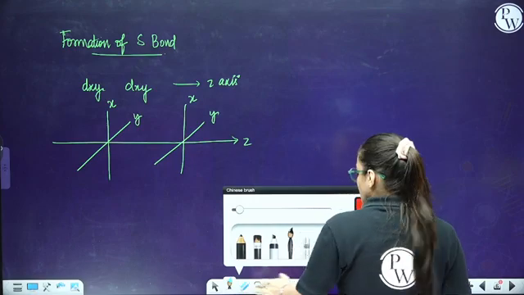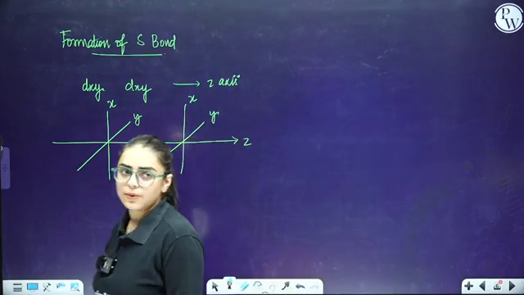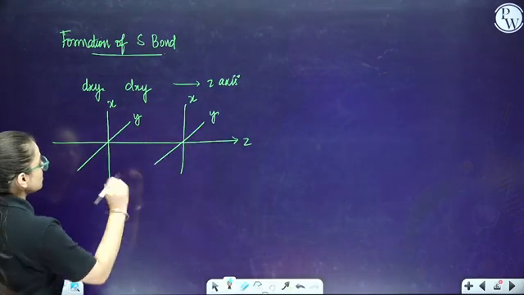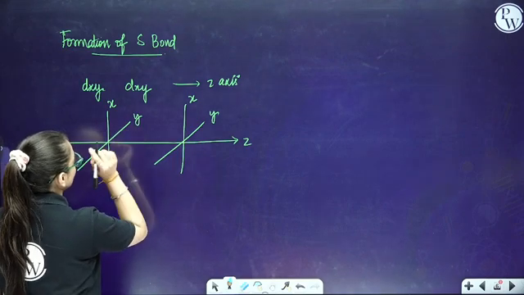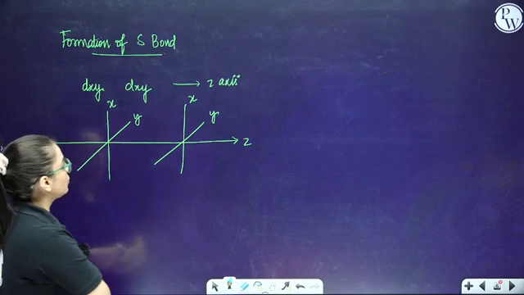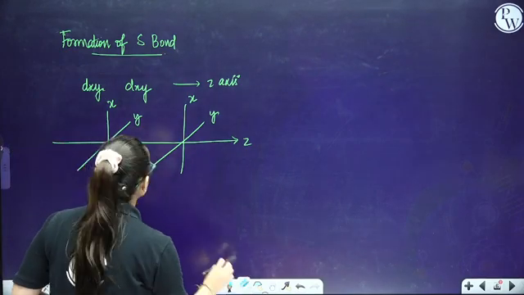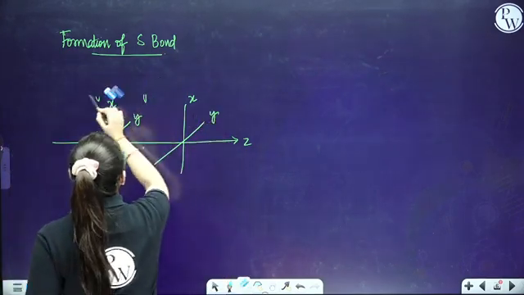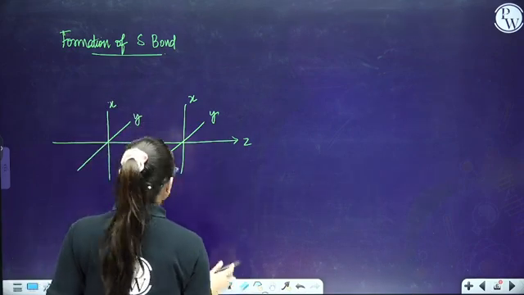Now, what actually is dxy? The lobes lie in between the axes, students. So here lobes are lying in between the axes. So everybody, if you want to draw, okay, sorry for writing it again over here. I'll first give you the simple case, then only you'll get to know.